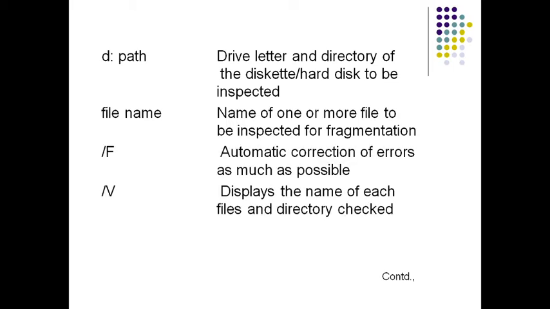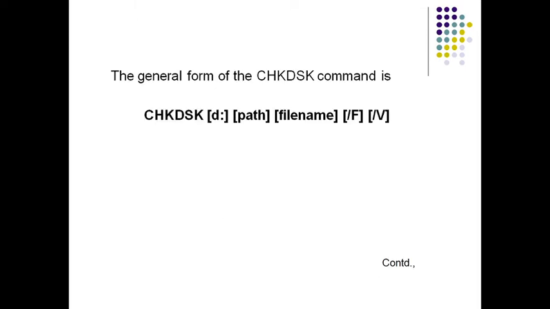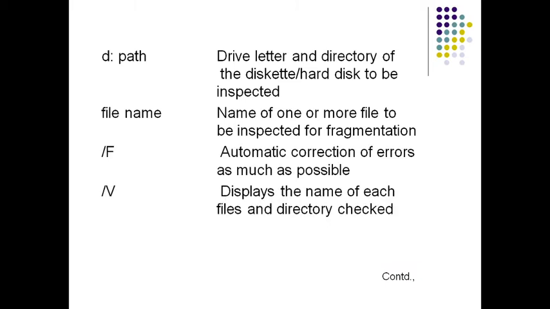So here is the description of the syntax. D colon path, that is nothing but the drive letter and directory of the diskette or hard disk to be inspected. File name, the name of the one or more files to be inspected for fragmentation. Okay, that is the file which we are inspecting.